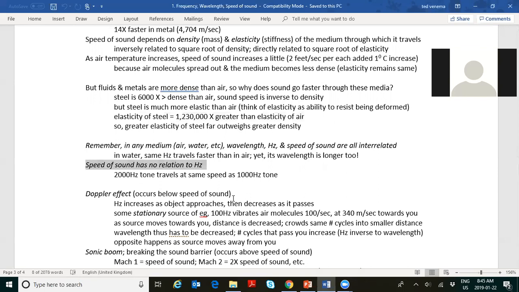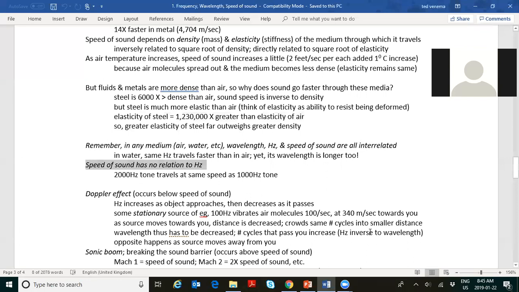In air, high frequencies travel the same speed as low frequencies. In water, low frequencies and high frequencies travel the same speed. In metal, low and high frequencies all travel the same speed. They all travel faster, but never think that highs travel faster than lows in air, because they don't. All sounds travel faster in water than they do in air, but in water, all frequencies travel the same speed. And in air, all frequencies travel the same speed.